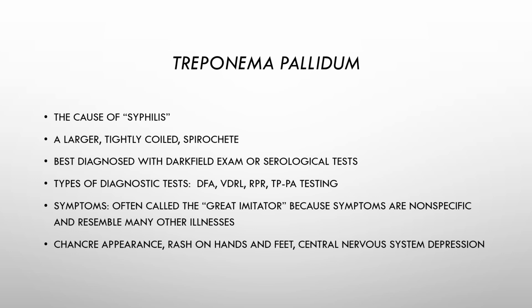Sometimes Treponema pallidum is referred to as the great intimidator because the symptoms are so nonspecific and resemble many other illnesses. People that have primary syphilis will develop what's known as a chancre. And then in secondary syphilis, they will develop a rash on their hands and feet. And then finally, in tertiary syphilis, it moves to their central nervous system, and they will have central nervous system depression.